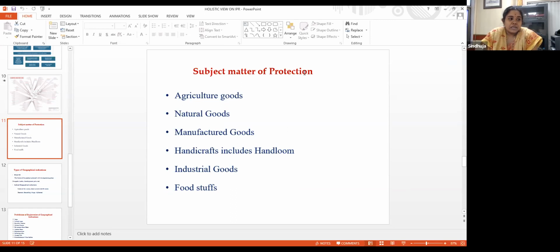So here you can see agriculture goods. If you see the subsequent slide, you can see so many products in that. Agriculture goods, natural goods, manufactured goods, handicrafts, including handloom, industrial goods you can see, even wet grinders, which are good inventions. When we say it's Coimbatore wet grinder or something like that, it is known for the particular place from where it comes. And then foodstuffs, of course, Tirupati laddu we cannot forget it.